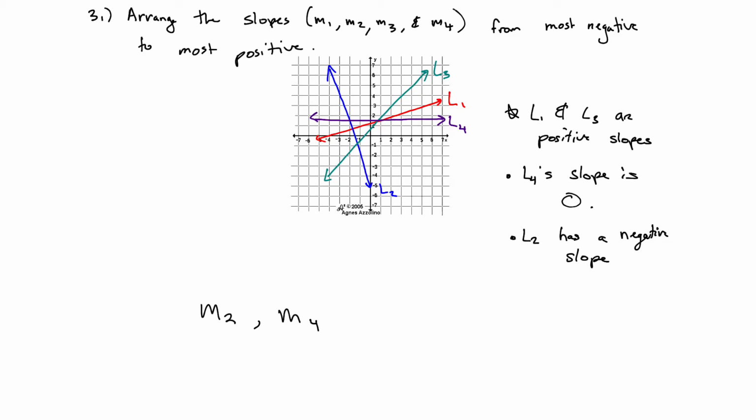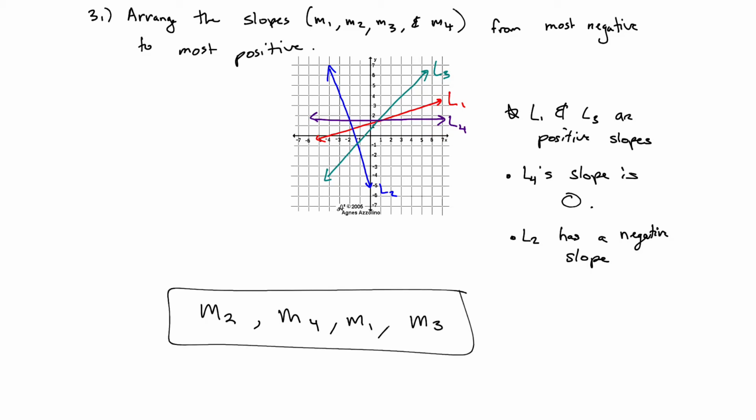I know it's kind of weird, these are L's and these are M's. This is the slope of L2, this is the slope of L4. Last but not least, we have to look at L1 and L3. Remember, the steeper the line, the more positive it is. So L3 has a bigger slope. So it goes the slope of M1, then the slope of L1, and then M3 for the biggest one. And that's the arrangement from most negative to most positive. So most negative over here, most positive over here.